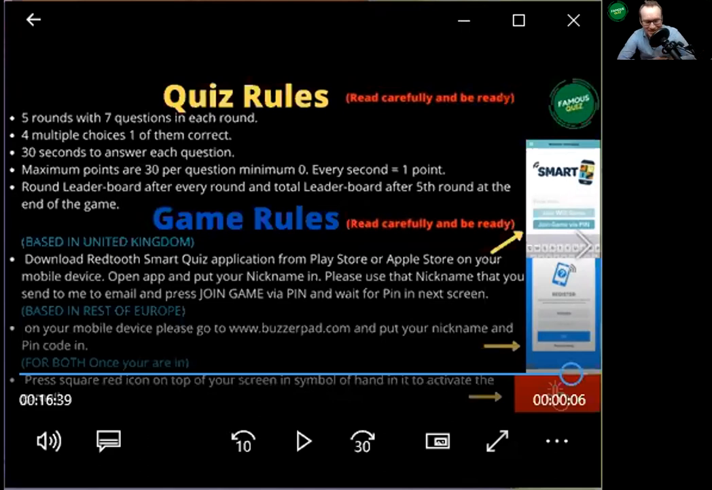other interesting things. I created 5 rounds. The first round is going to be very simple, interesting global facts, so a lot of global questions.